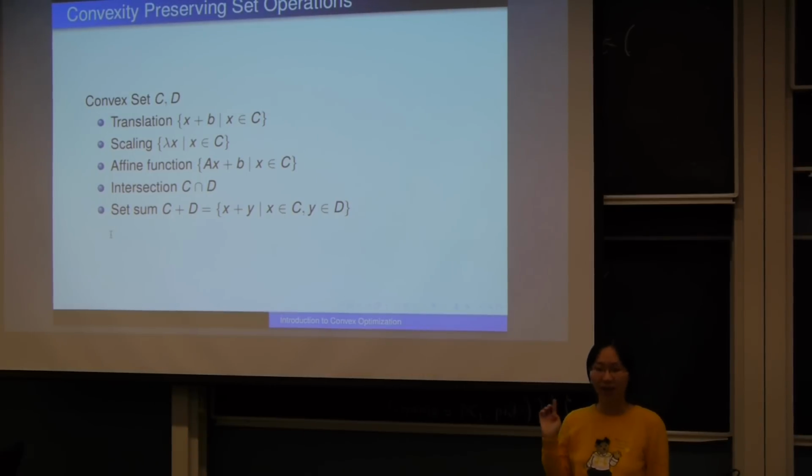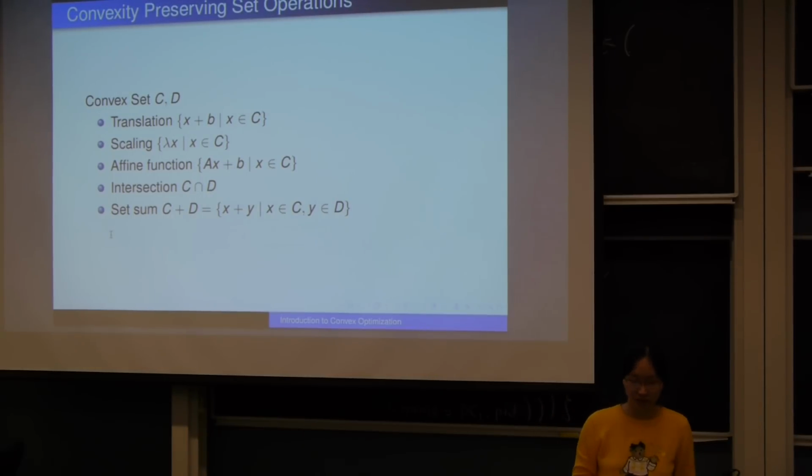Here are some convexity preserving set operations. If we have 2 convex sets, C and D, and we do the following operations, we will end up with another convex set. The operations include translation, scaling, affine function, intersection, and set sum.